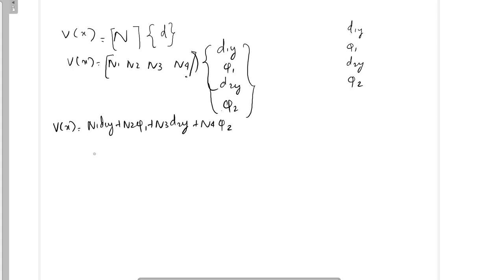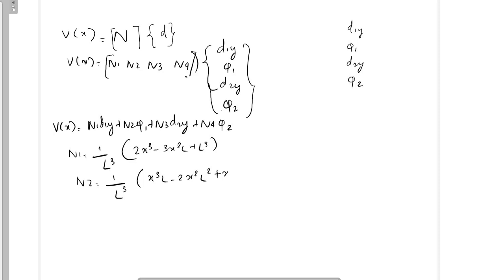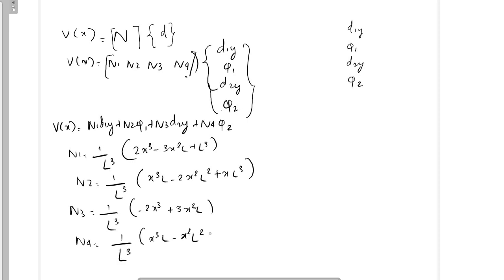So we get v of x is equal to n1 d1y plus n2 pi 1 plus n3 d2y plus n4 pi 2, where n1 is 1 by L cube, we can get it from the previous conclusions, 2x cube minus 3x square L plus L cube. n2 is 1 by L cube, x cube L minus 2x square L square plus x L cube. n3 is 1 by L cube, minus 2x cube plus 3x square L, and n4 is 1 by L cube, x cube L minus x square L square.